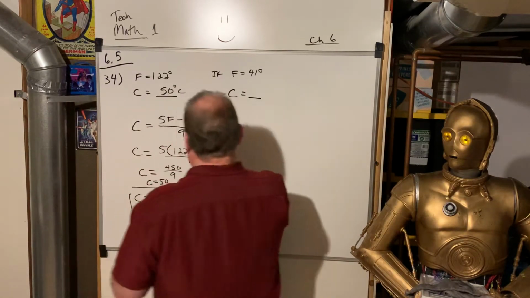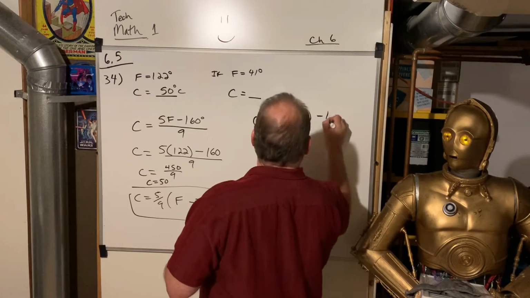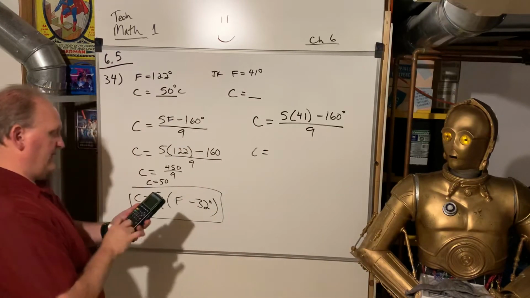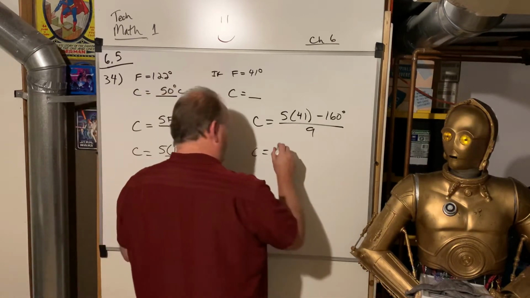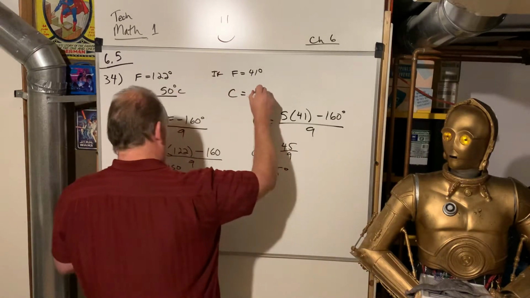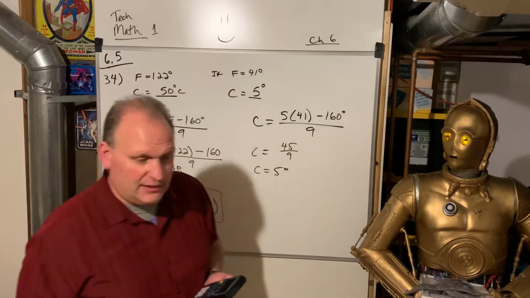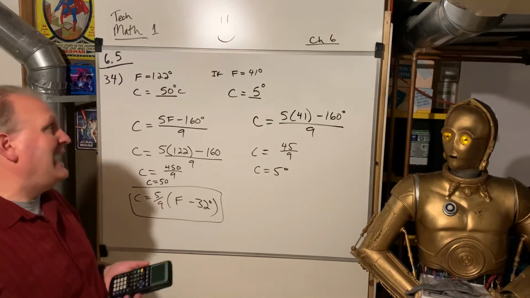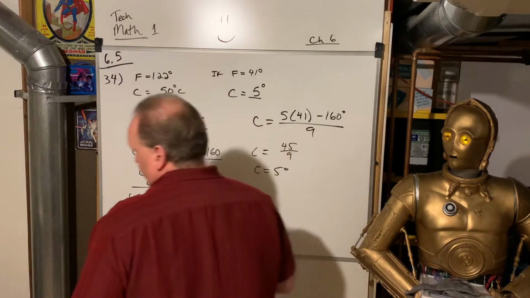Well, same formula. We're just going to put in a 41 for F. So 5 times 41 minus 160 is 45. Divided by 9, that is 5 degrees Celsius. Which makes sense. It's pretty close to freezing. It's 9 degrees above freezing. 32 degrees is freezing on Fahrenheit, and so that's only 5 degrees above freezing on the Celsius scale. All right.